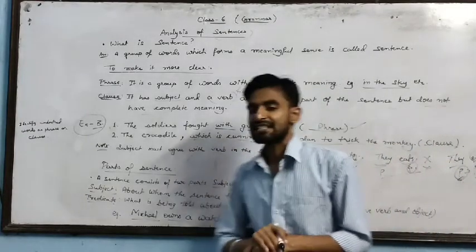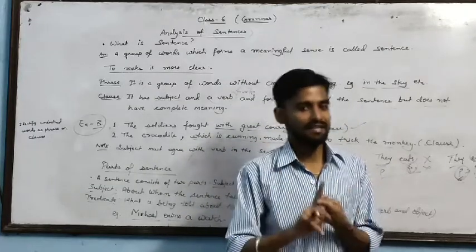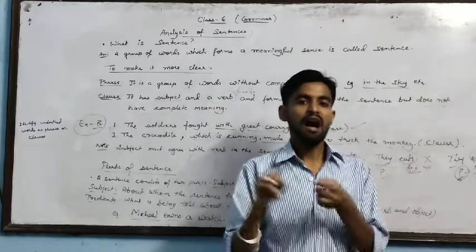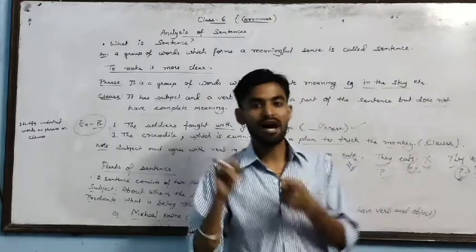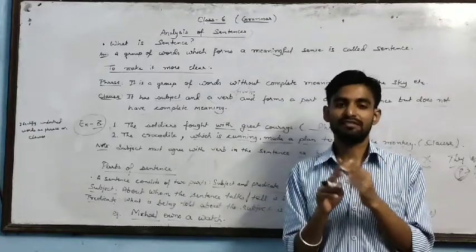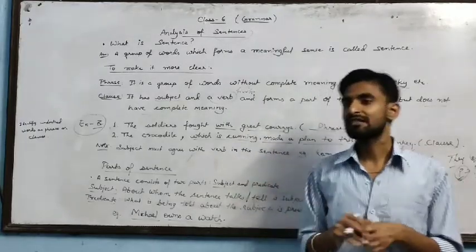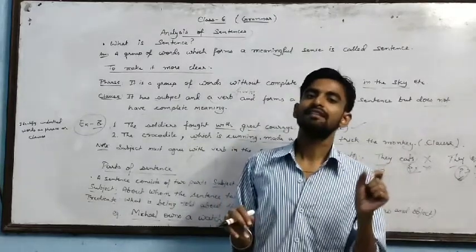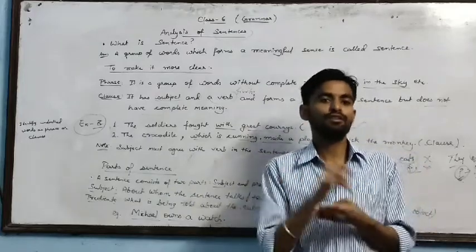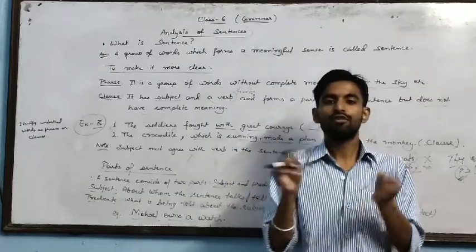Okay. The next thing is, if we add two subjects by and, then the verb should be plural. Just like Ram and Shyam are good friends, not is good friend. And if it is added with or, then it will be singular. Ram or Shyam is going to the party, not are going. Ram or Shyam means either Ram will go or Shyam will go, not both of them will go.